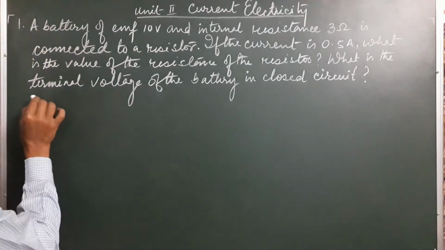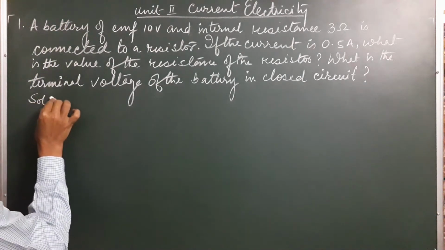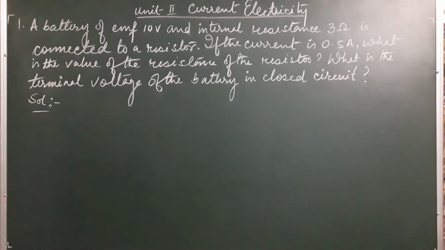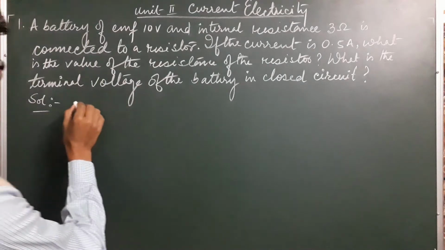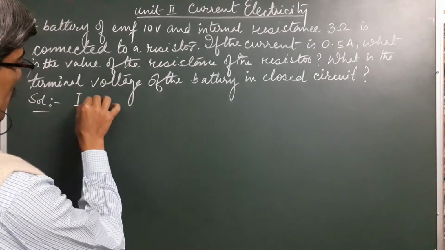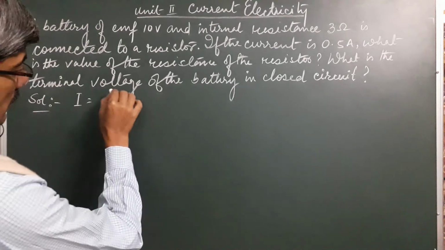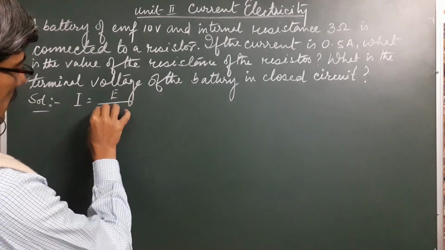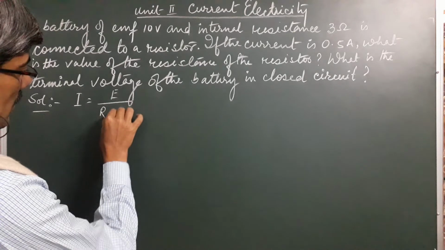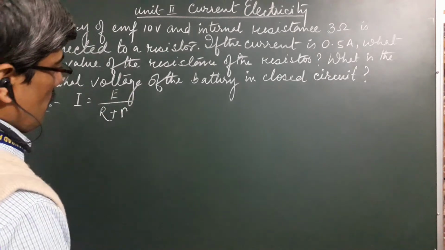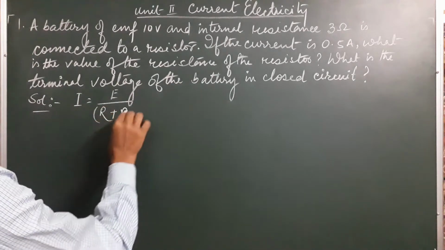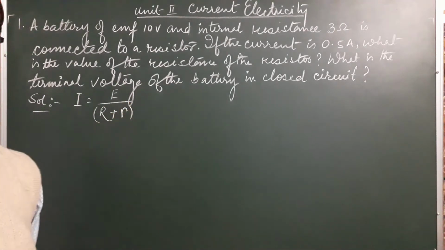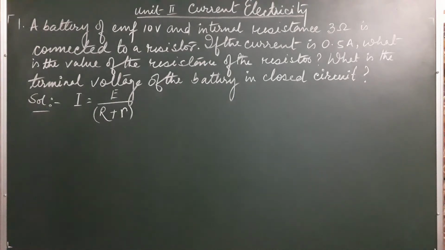Okay, so let's see how you solve this. The solution. Now, you remember, students, the formula for current through a cell. If the current through the cell is I and the EMF is E, the resistance external is R and the internal resistance is small r, then this is the expression for the current, that is the total EMF divided by the total resistance. Capital R is the external resistance and small r is the internal resistance.